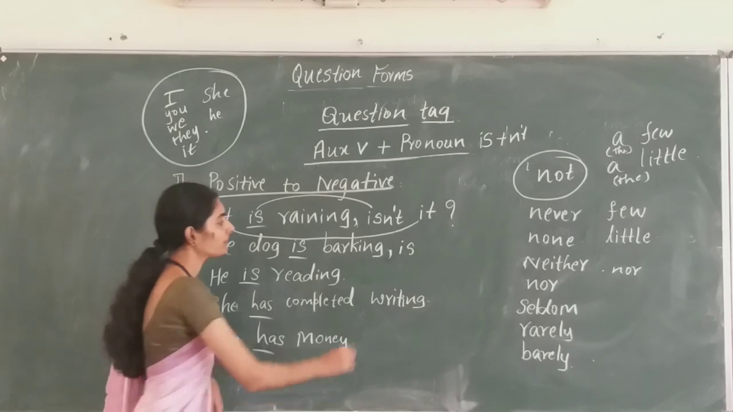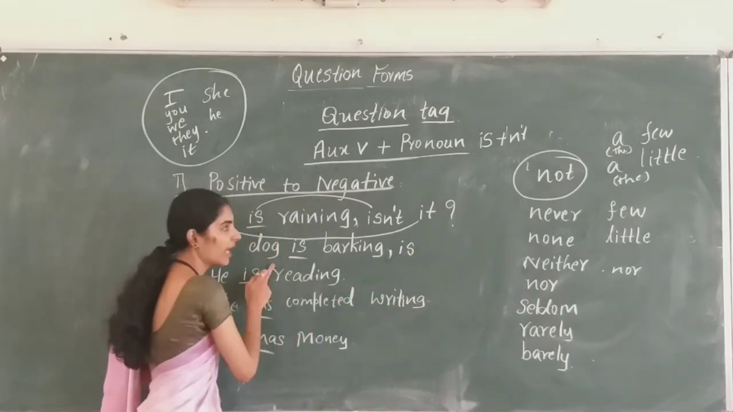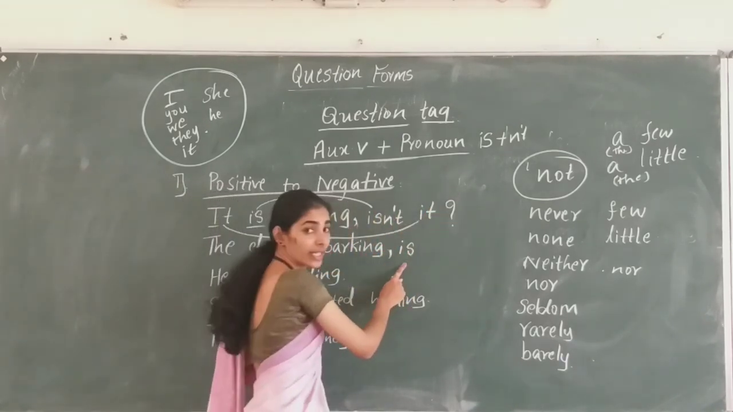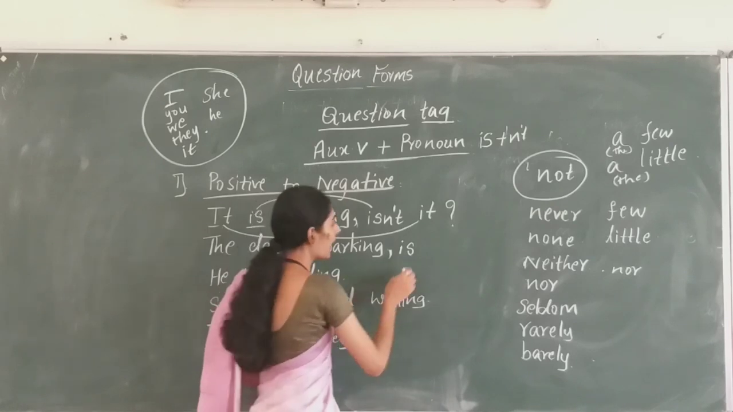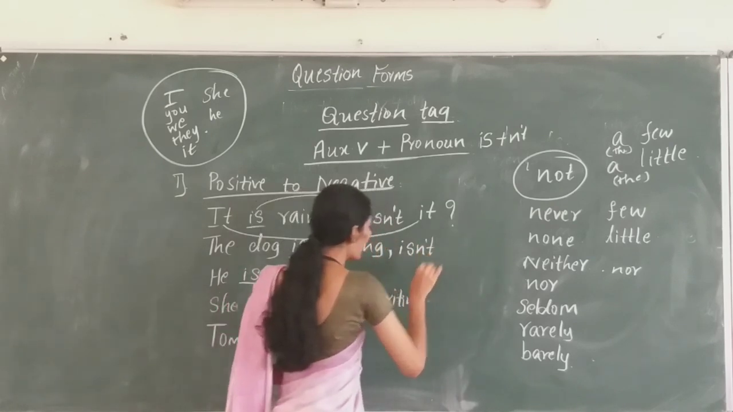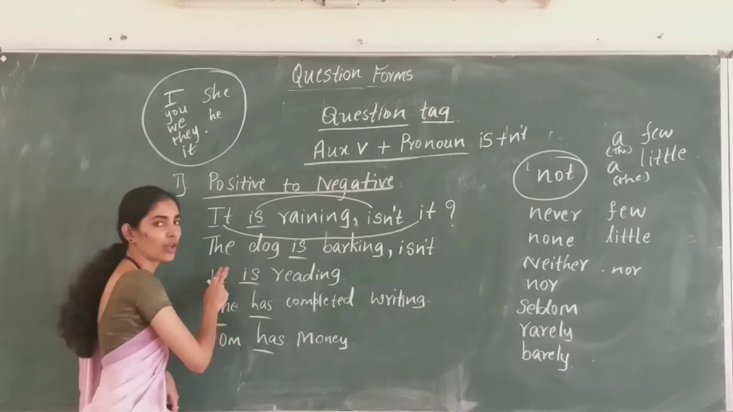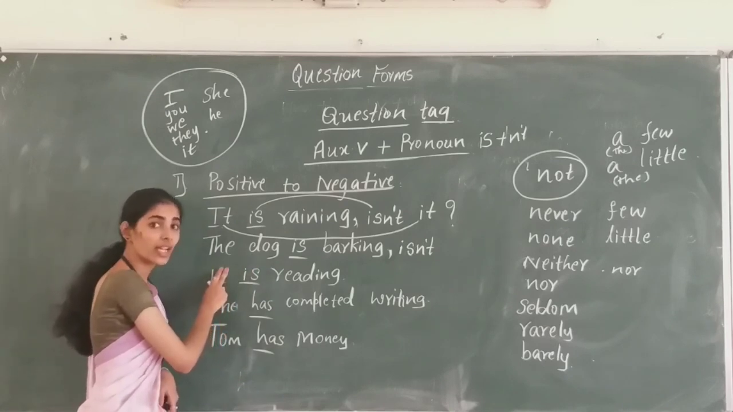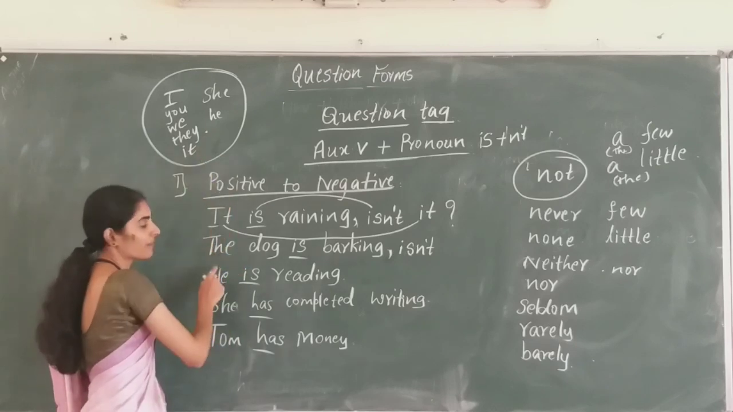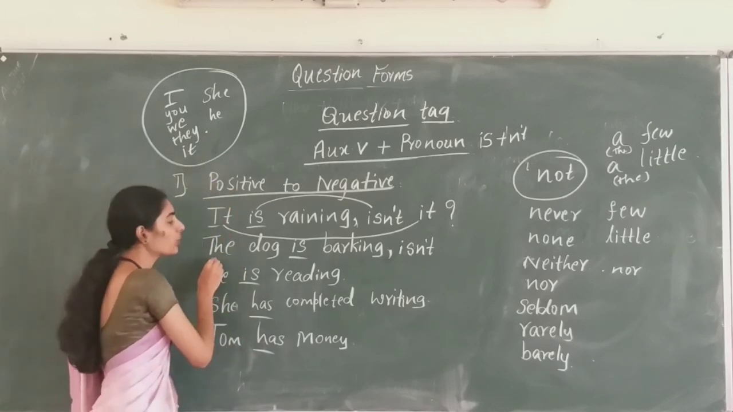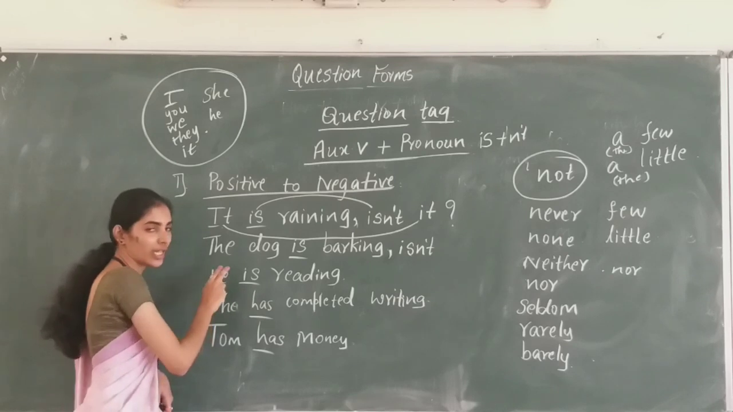Then what do you have to do? This is positive and that is why you have to make it negative. So how do we make it negative? By adding n't. Isn't. And now you're not supposed to write "isn't the dog." What did I say? You have to write the pronoun. Usually we don't use he or she for a dog, but it.